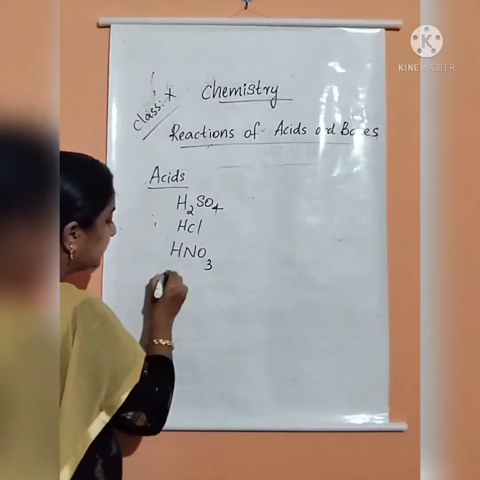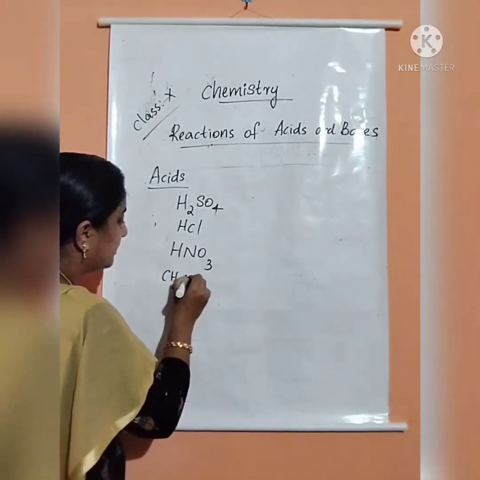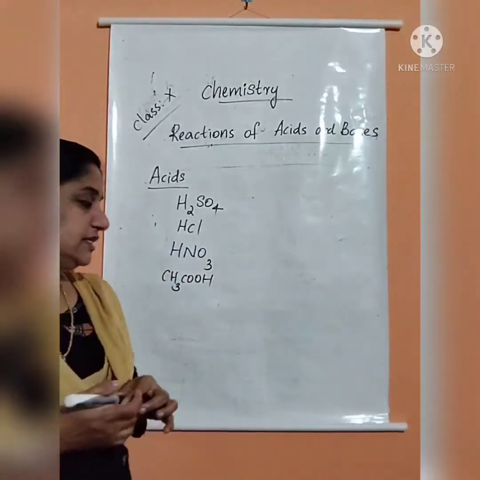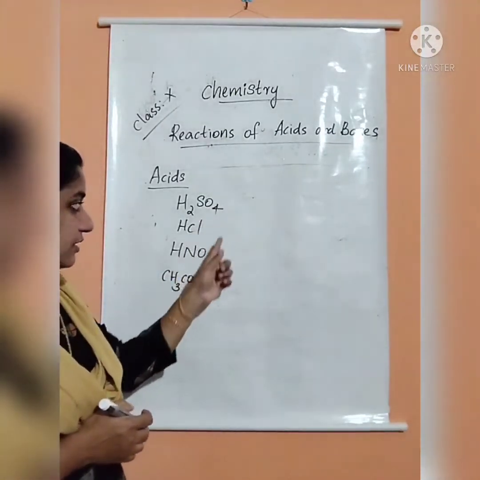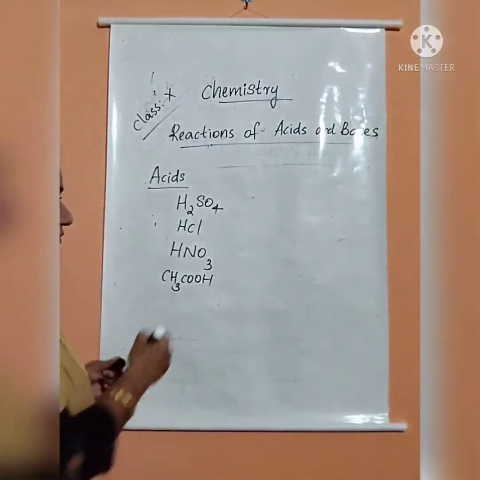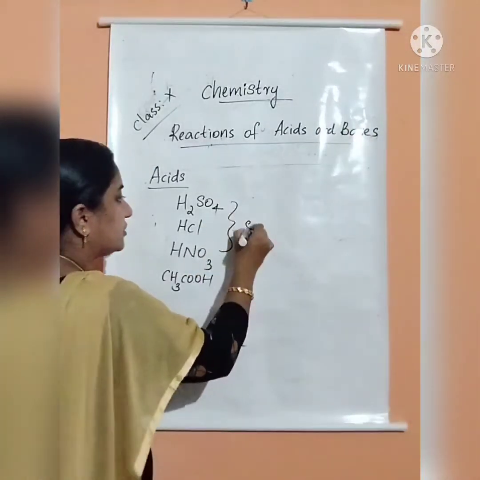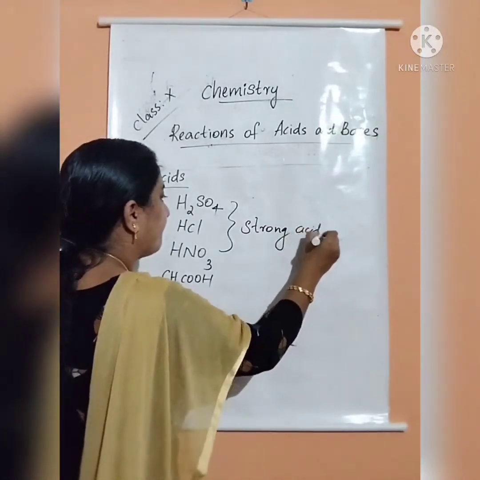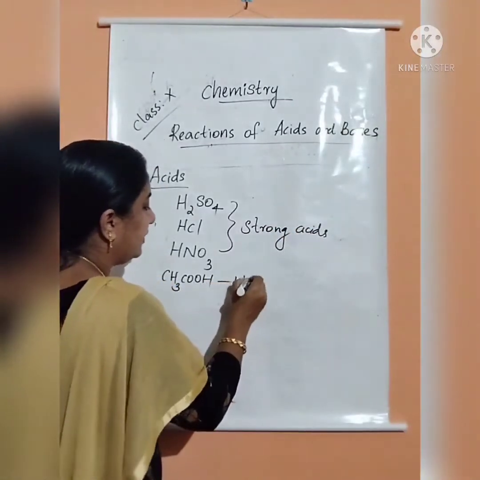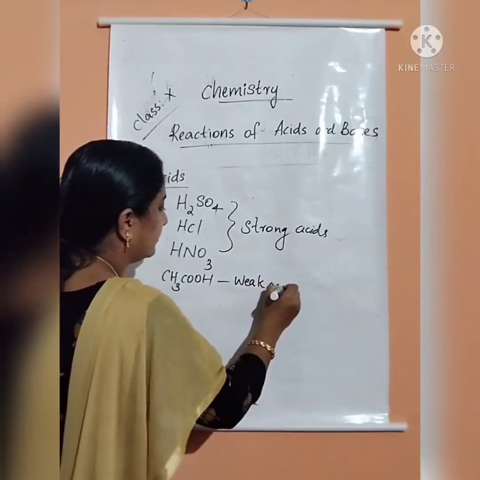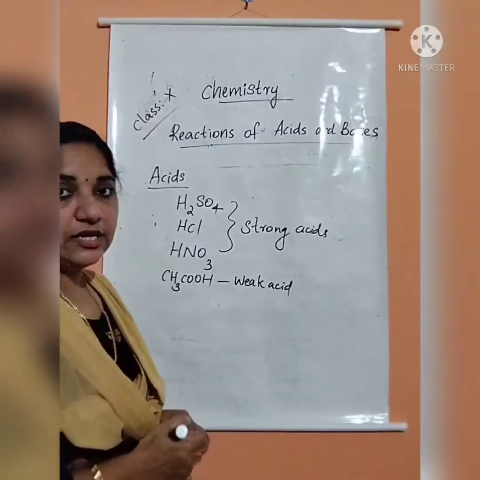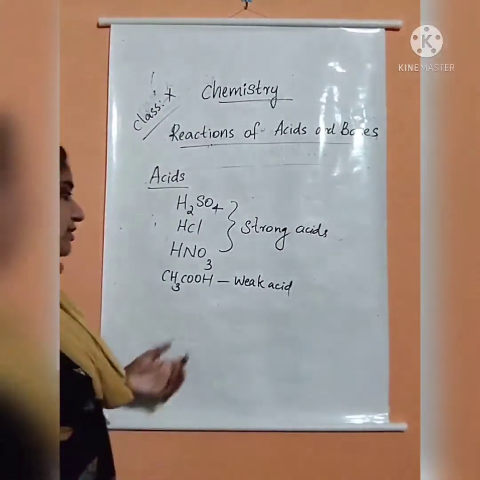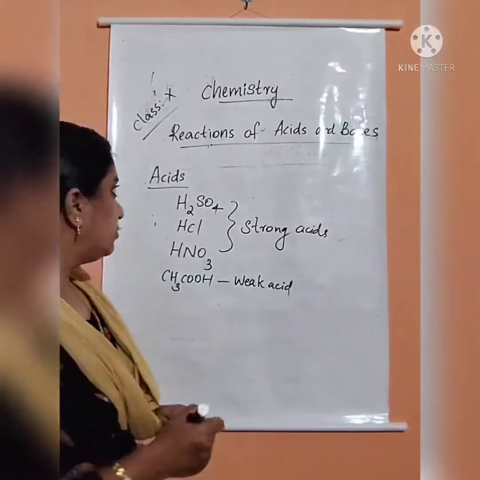Next one, acetic acid, CH3COOH. Acetic acid is a weak acid. These three are strong acids, and this one is a weak acid. Then what about bases?